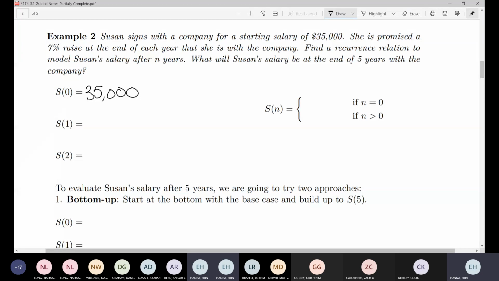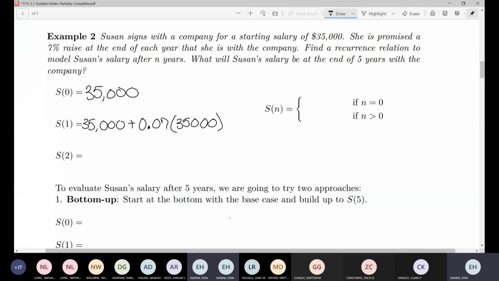Well, then what's her salary after she's been there for 1 year? Well, it's going to be her starting salary, but then she's going to earn an extra 7%. So 7% as a decimal is 0.07. So she's going to get an extra 7% of that $35,000.